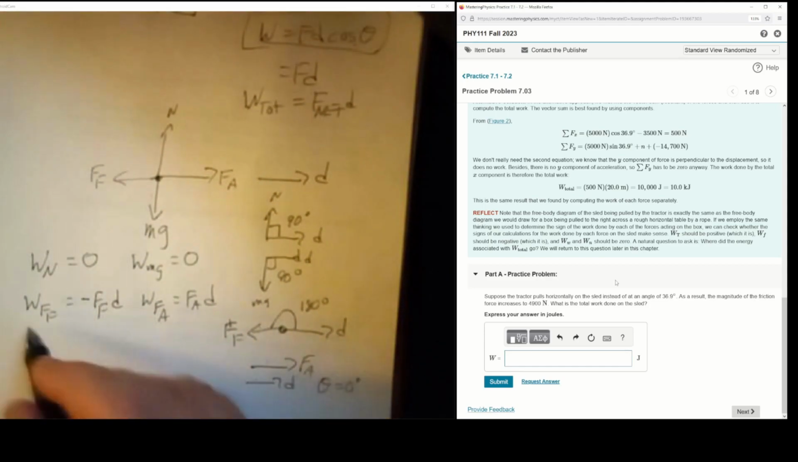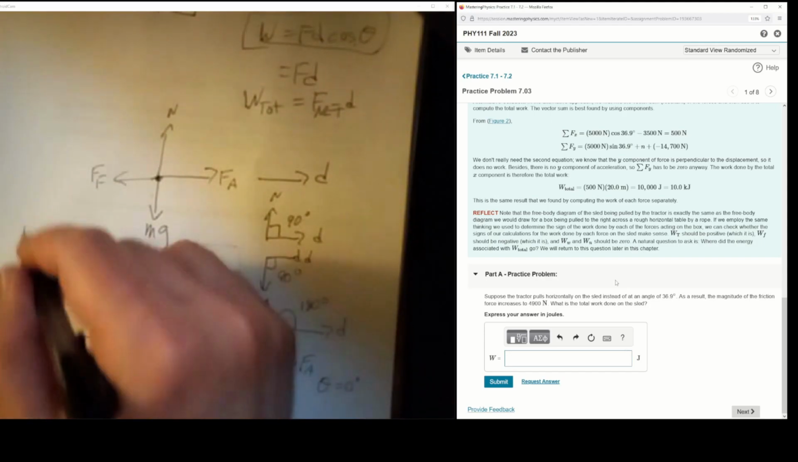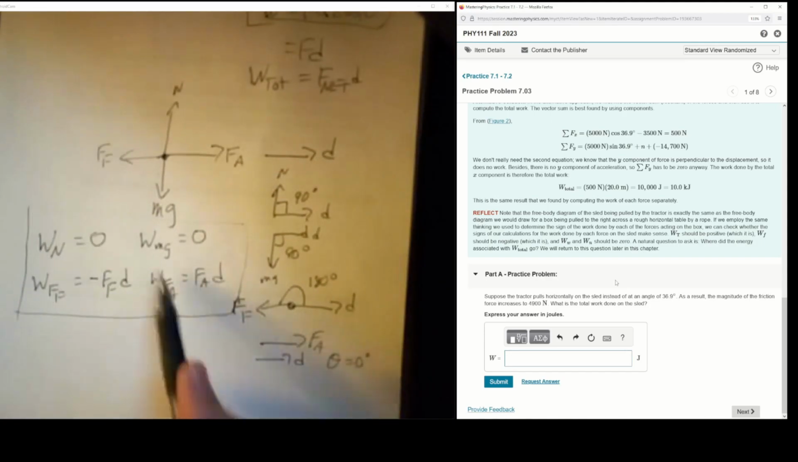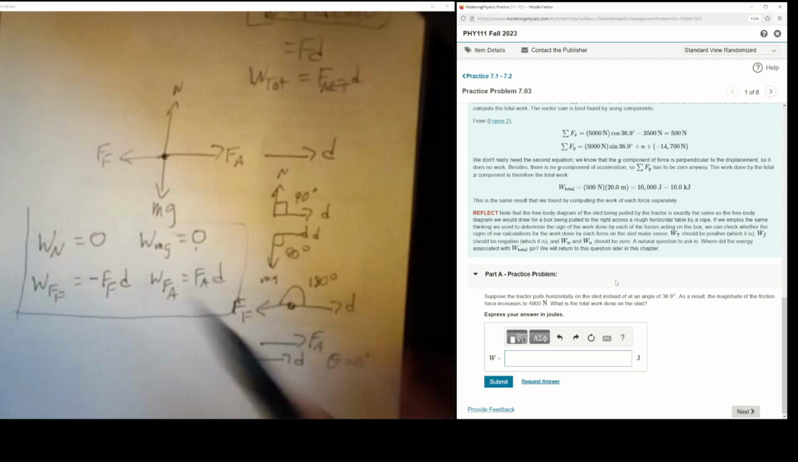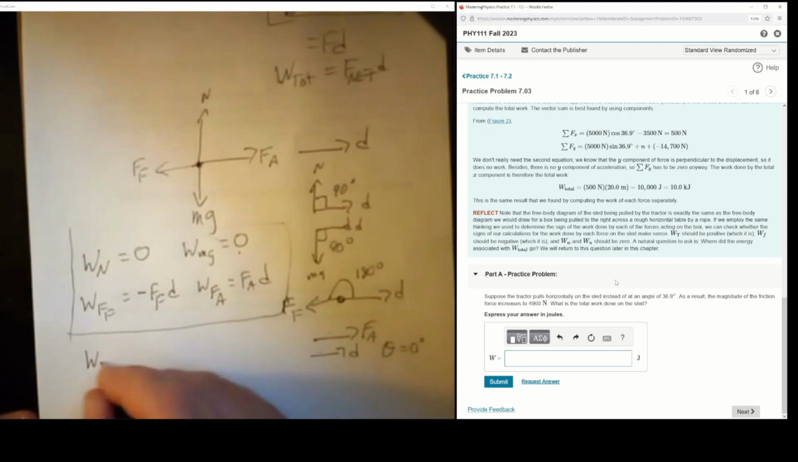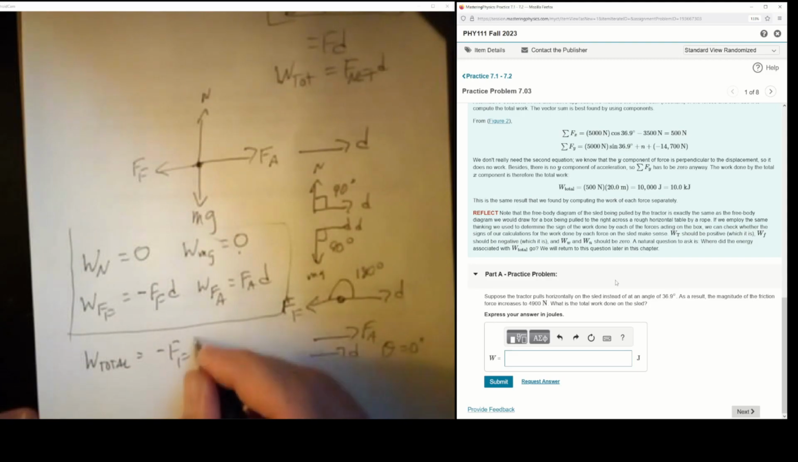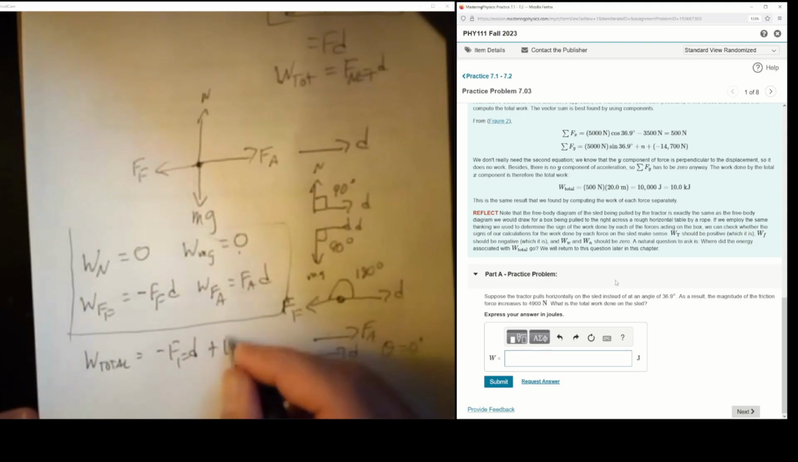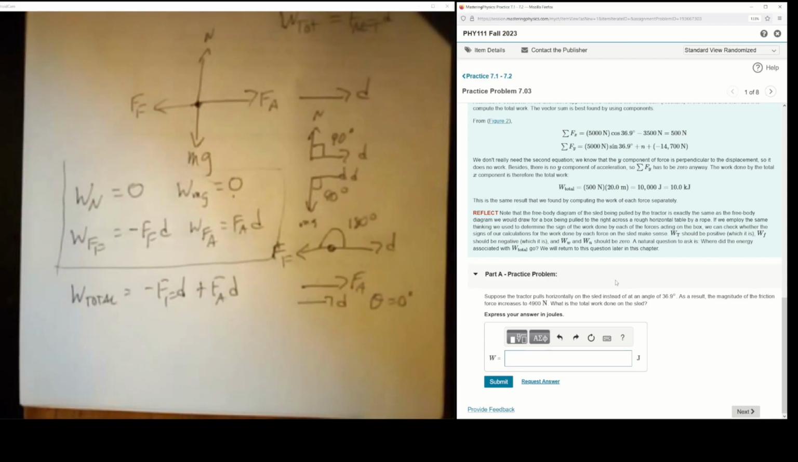So one way to get the total work done is to look at all the forces, in this case we had 4 of them, and just add all of these together. And so our total work would be from the force of friction and from the force applied, since the normal force and the gravitational force are not contributing to the motion to the right.